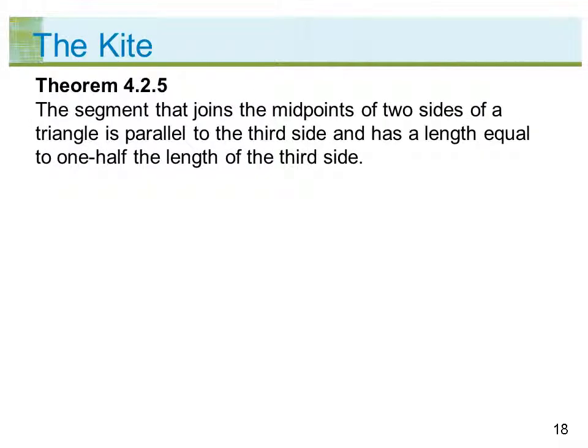Theorem 4.2.5. The segment that joins the midpoints of two sides of a triangle is parallel to the third side and has a length equal to 1/2 the length of the third side. Refer to figure 4.16a. If M and N are the midpoints of segment AB and AC respectively, Theorem 4.2.5 claims that segment MN is parallel to segment BC and the length of MN equals 1/2 the length of BC.